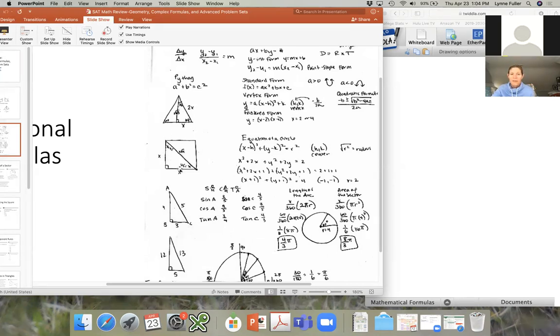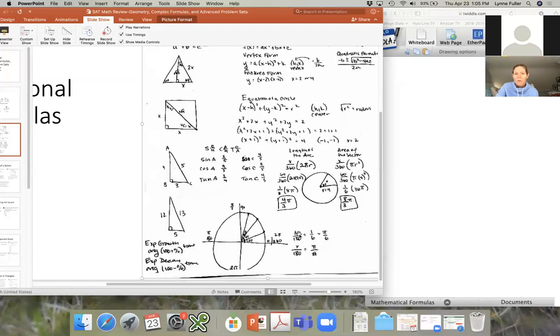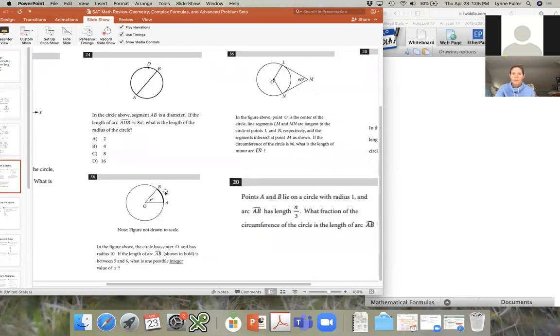We'll also look at 30-60-90s and 45-45-90s, how they relate to a bigger shape. And finally, we'll look at unit circle and the basics of unit circle. So let's jump right into it. We're going to talk about length of an arc and area of a sector.